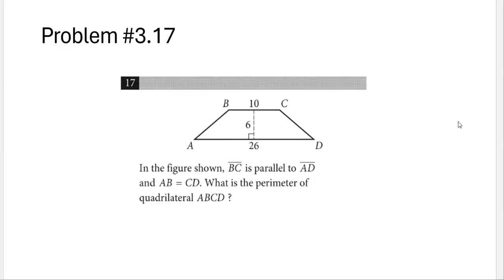This is number 17 on the March 2021 instance of the SAT exam. This is a geometry problem. Let's see what it says. In the figure shown, BC is parallel to AD and AB equals CD. What is the perimeter of quadrilateral ABCD?